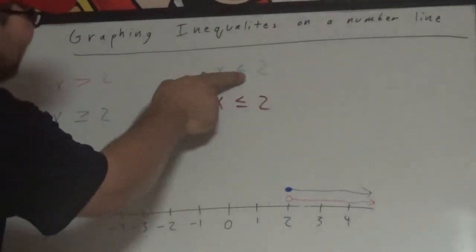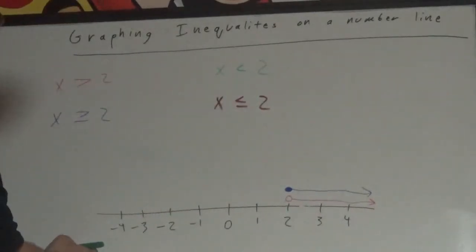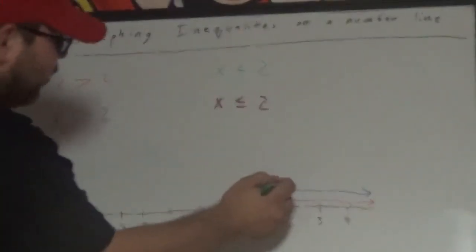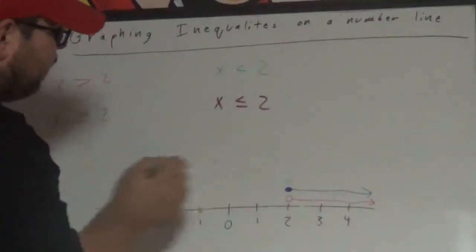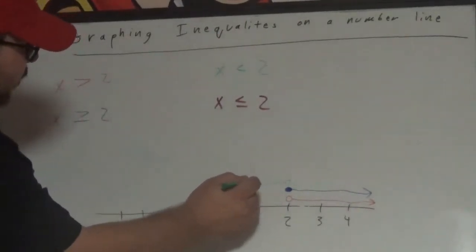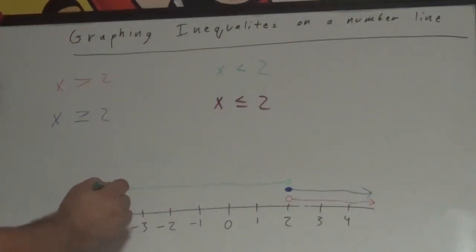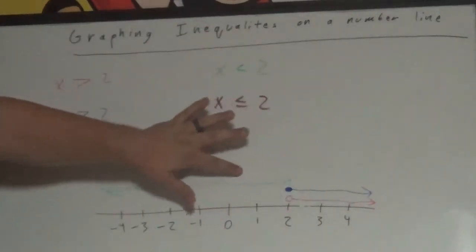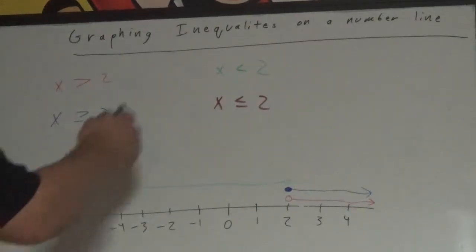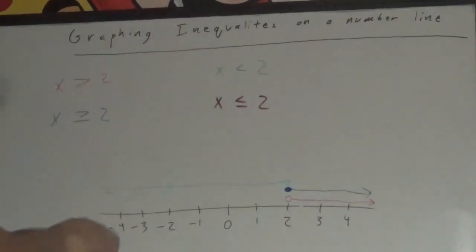So, x is less than 2. The next one. Well, same thing as you do with the greater than. You're going to draw an open circle. But now, which direction do you go? You can probably guess. You're going to go the other way. You're going the other way because now we have all the numbers less than 2. Also, if you look at the sign, it appears to be pointing this way.